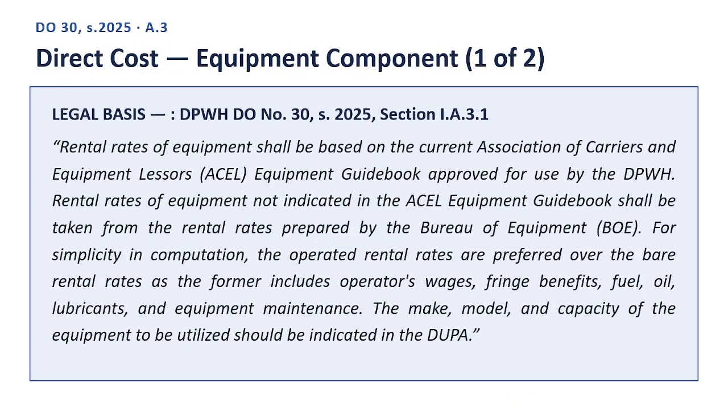Next slide. Direct cost, equipment component, 1 of 2. Here is the legal basis, quoting directly from DPWH Department Order Number 30, Series 2025, Section I.A.3.1. Quote. Rental rates of equipment shall be based on the current Association of Carriers and Equipment Lessors, ACEL, Equipment Guidebook approved for use by the DPWH. Rental rates of equipment not indicated in the ACEL Equipment Guidebook shall be taken from the rental rates prepared by the Bureau of Equipment, BOE.